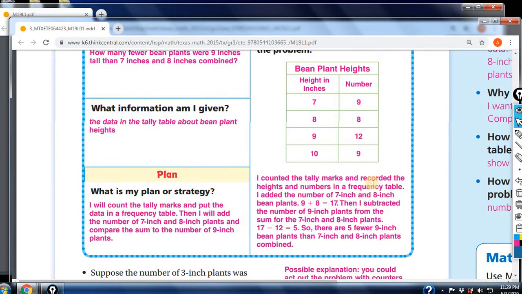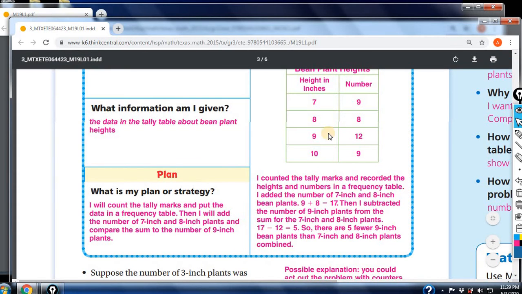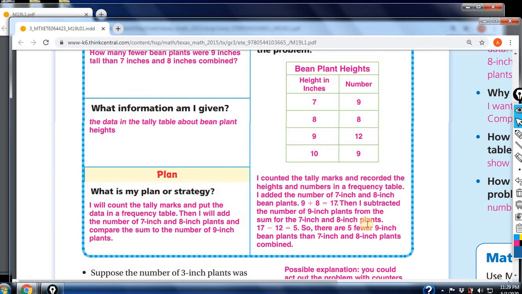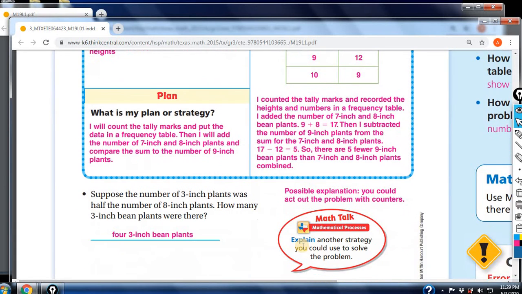So this is what we did. You counted the tally marks and recorded the heights and numbers in a frequency table. You added the number of 7-inch and 8-inch bean plants, which was 9 and 8, and gave you 17. And then you subtracted the number of 9-inch plants from the sum of 7 and 8-inch plants. So 17 minus 12 equals 5. So there are 5 fewer 9-inch bean plants than 7 and 8-inch bean plants combined.